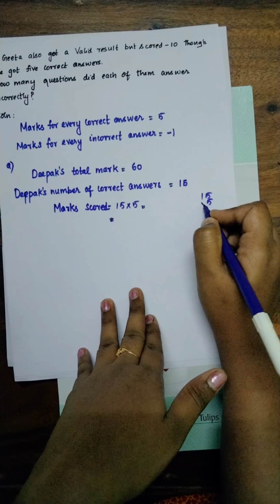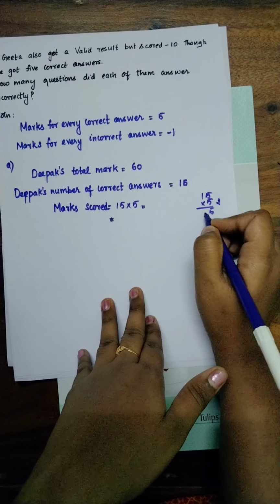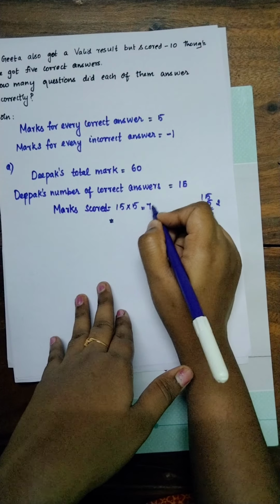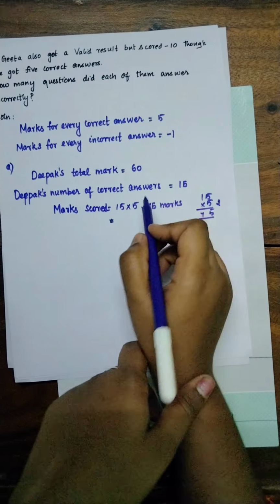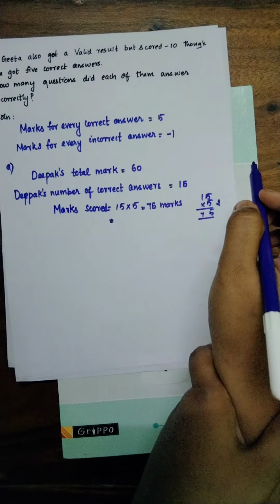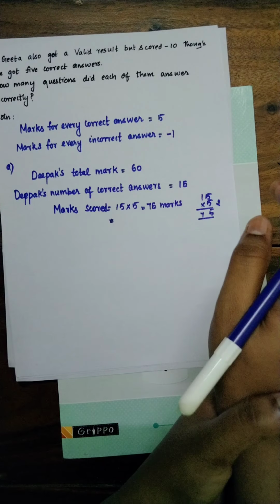15 into 5: 5 fives are 25, balance 2, 1 five is 5, 5 plus 2, 7. So it is 75 marks. So for Deepak, the number of correct answers is 15, and the mark is 75 marks. Next you are going to find the negative marks, that is, marks for incorrect answers.